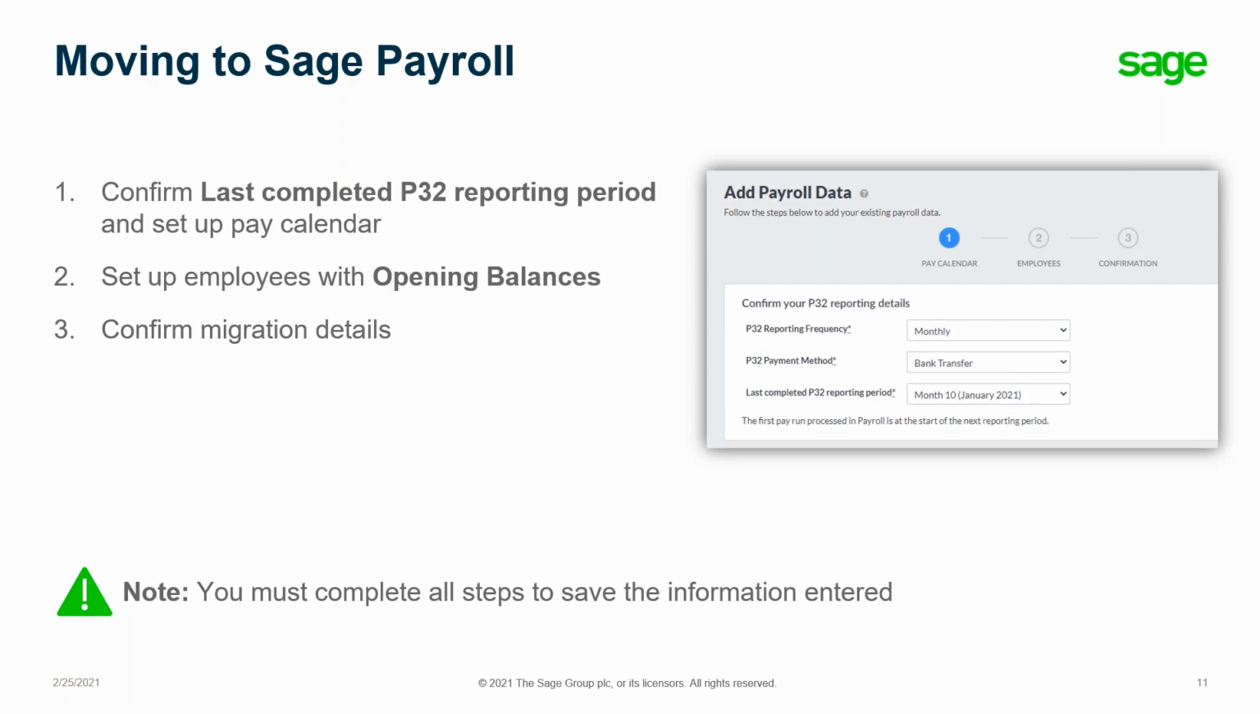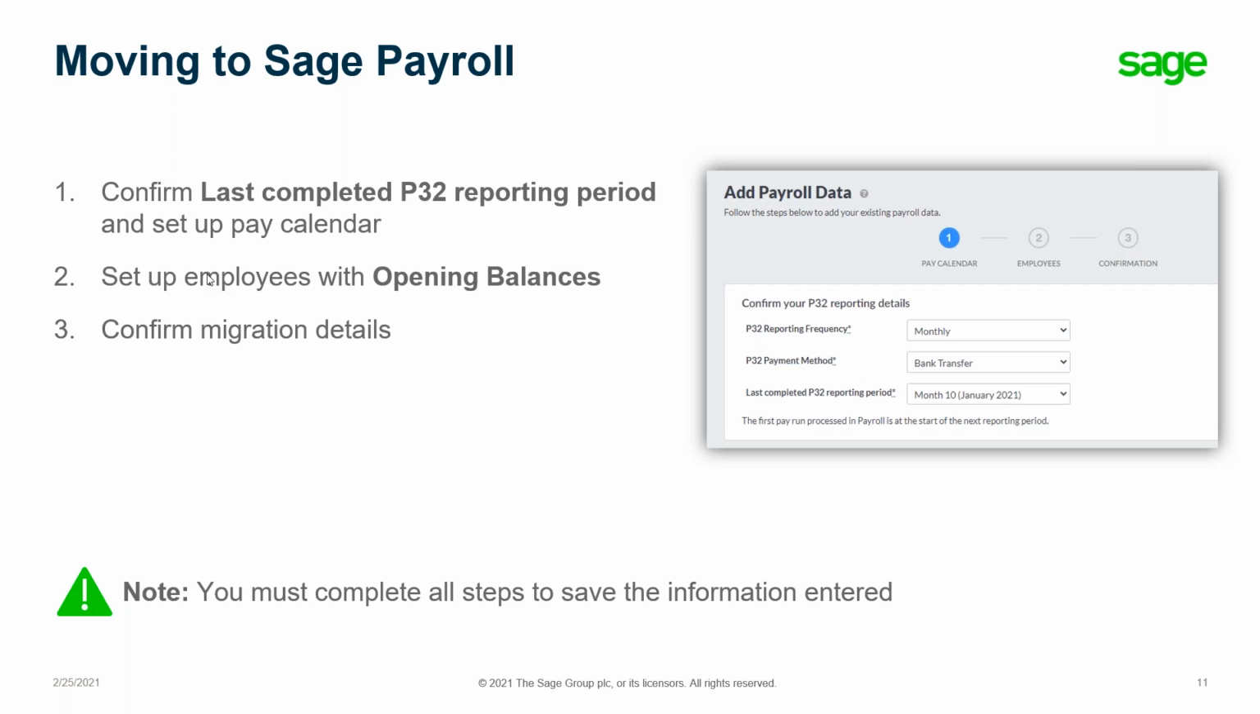So that was a quick look at moving to Sage Payroll, completing that Add Payroll Data Wizard. So I just wanted to expand on a few of the points there. When you completed the first step, where you're confirming the last P32 reporting period, it is important that if you have a weekly pay frequency, that you have completed all weekly pay dates in the tax period in your previous software. So tax periods begin on the 6th of the month and end on the 5th of the following month.